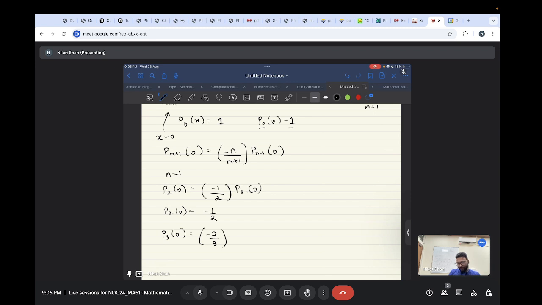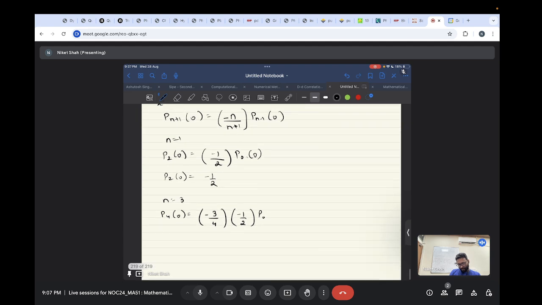But I just need P2n, right? So I'll just not use this. I'll directly use n equal to 2. Sorry, n equal to 3 directly. N equal to 3 gives me P4 of 0 is equal to minus n, n is 3, so minus 3 by 4 into minus 1 by 2 into P0.